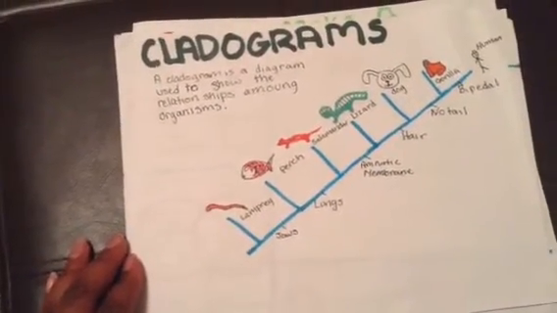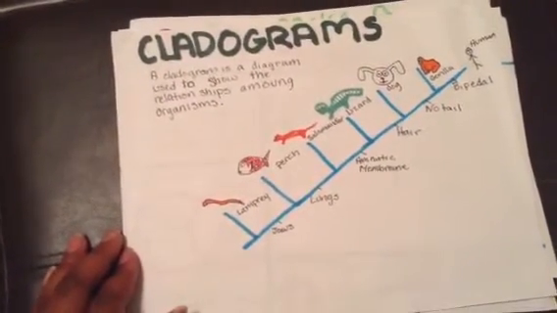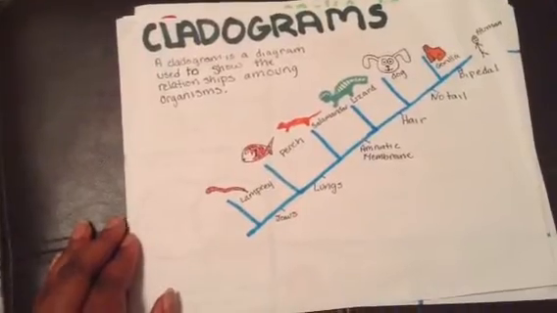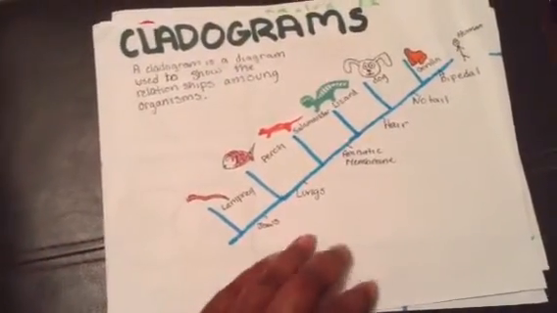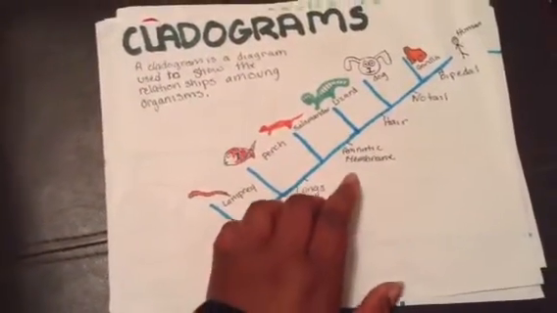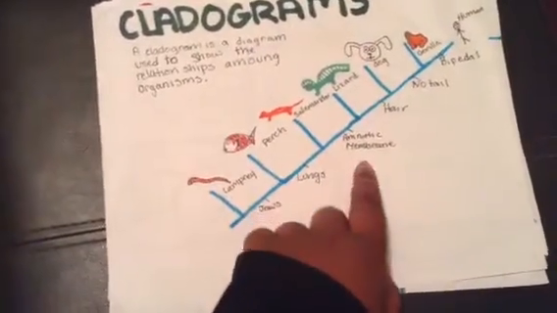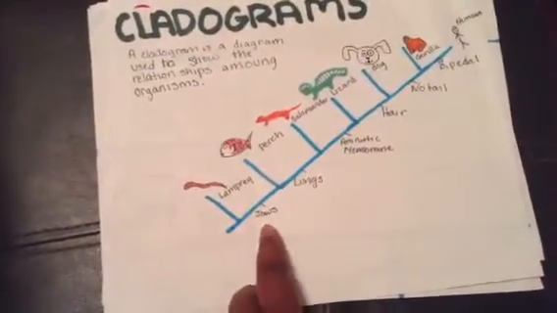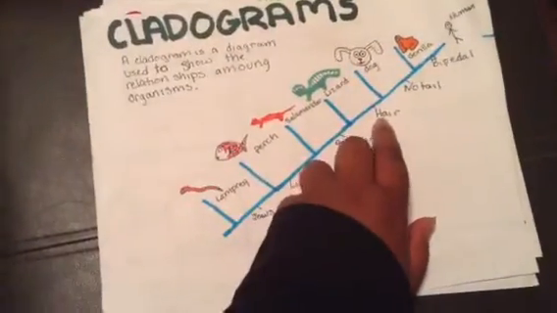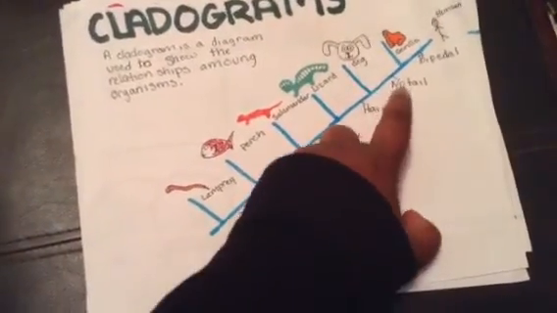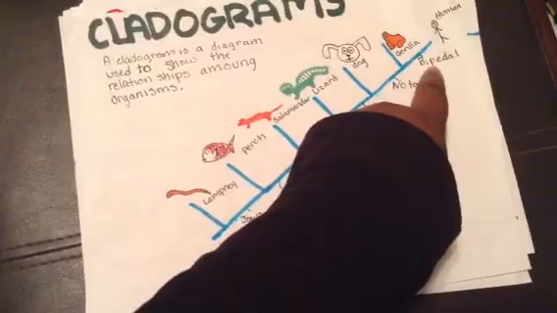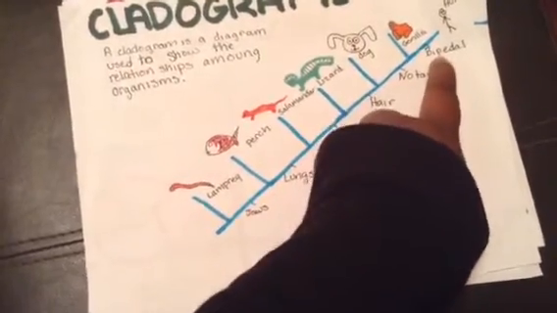Cladograms. A cladogram is a diagram used to show the relationship among organisms. Lizards have amniotic membrane, lungs, and jaws, but they do not have hair. They have a tail, and they don't have bipedalism.